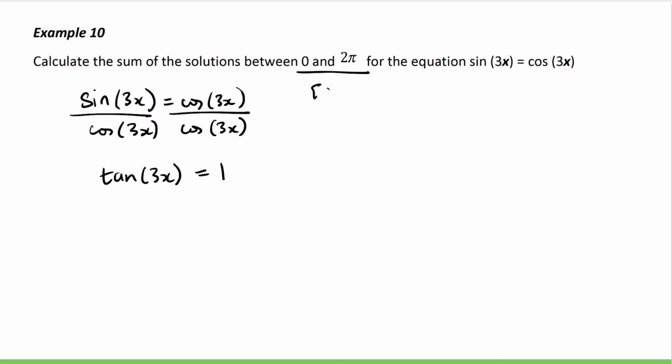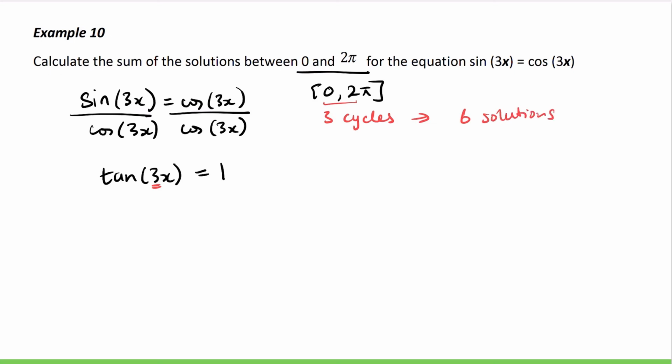Now, my domain is between 0 and 2 pi. And this time we have a 3. So between 0 and 2 pi, I'm expecting 3 cycles, which means I'm expecting 6 solutions because it's double.